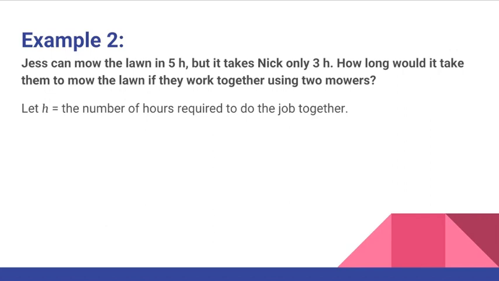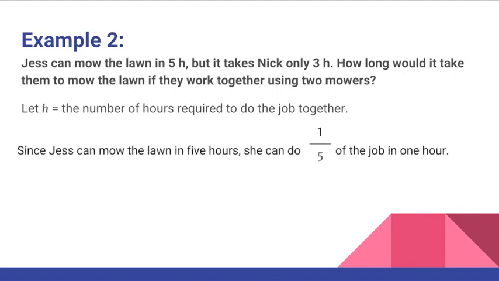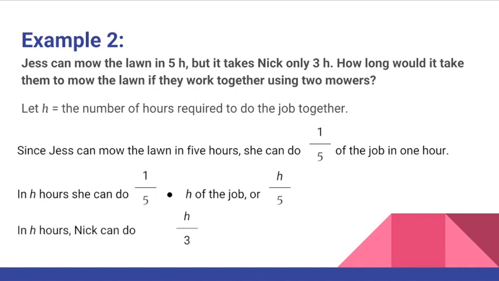I chose to use H for my variable this time since we're talking about hours. If H is the number of hours required to do the job together, and we know that Jess can do the whole lawn in 5 hours, to switch that over to the units, we just take the reciprocal of 5 and we end up with that she can do 1/5 of the job in 1 hour. So in H hours, she can do H fifths. And similarly, Nick can do H thirds of the whole job in H hours.